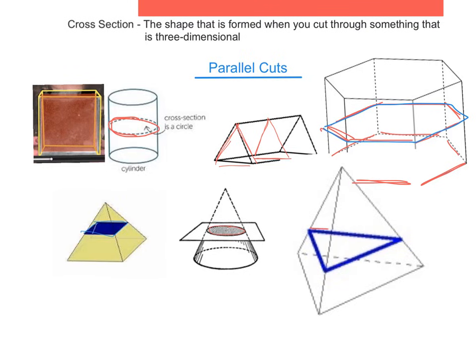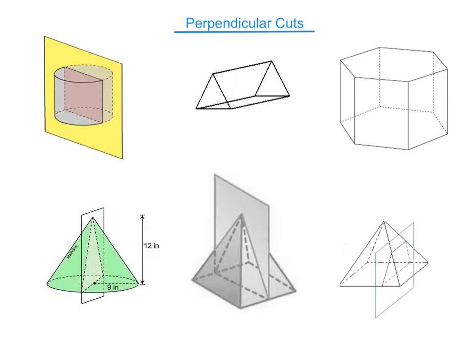Same thing with the triangular pyramid here. When I cut parallel, this line, I just cut a little bit further up at the same angle. That's what parallel means. It's the same slope. So if I cut at the same slope as the slope of the base, I get the same shape as I have down below. Okay, so for parallel cuts, whenever you cut parallel to the base, you form the same shape as the base. Perpendicular cuts are slightly different, and this depends on the shape of the faces.